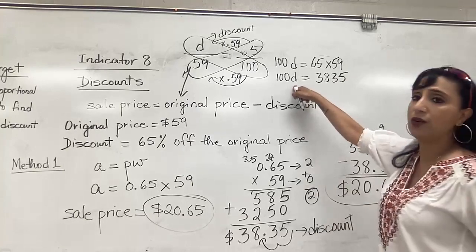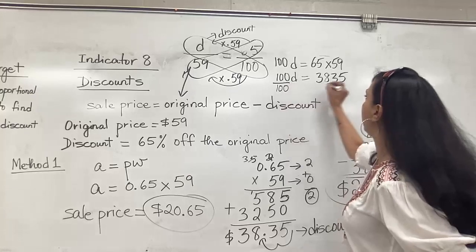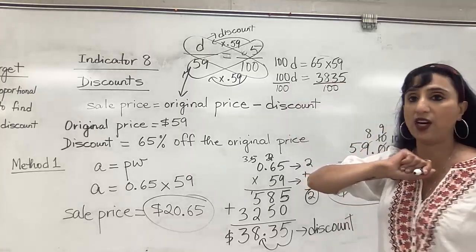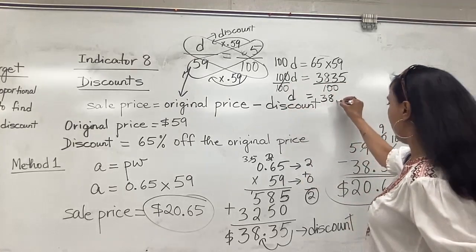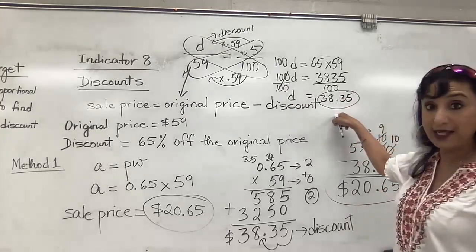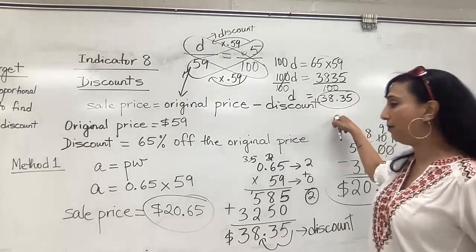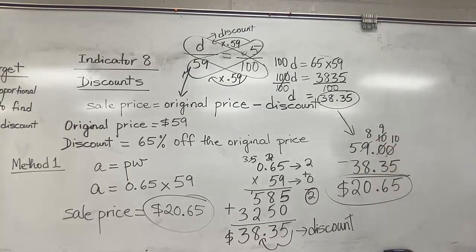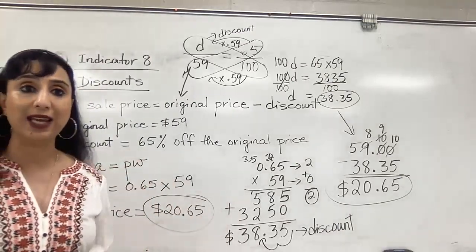And then we are going to use the division property of equality. Divide both sides by 100, because whatever I do on one side of the equation, I've got to do the same thing on the other. And so this is 1D is equal to 38.35. This is my discounted price. Again, same thing, which I would have to subtract from the original amount. So look, we still end up here. So no matter which way you do it, you will still get exactly the same answer.